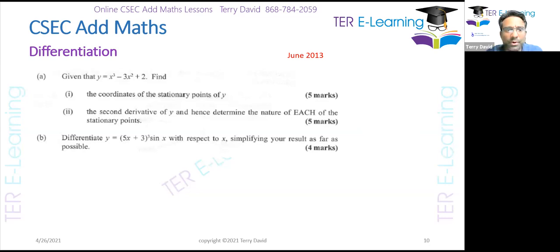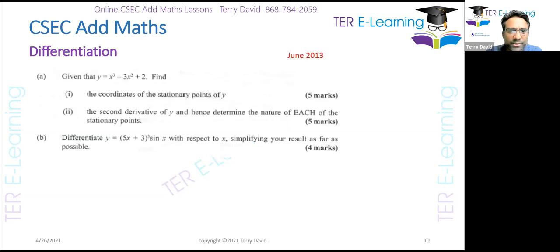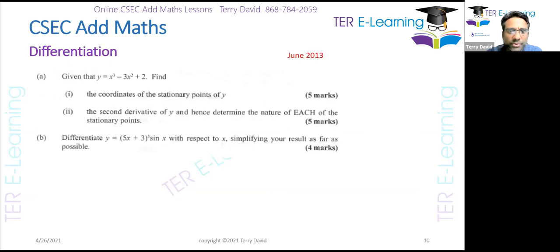All right, so let y equal x cubed minus 3x squared plus 2. And in part 1, they want to find the coordinates of the stationary points of y.